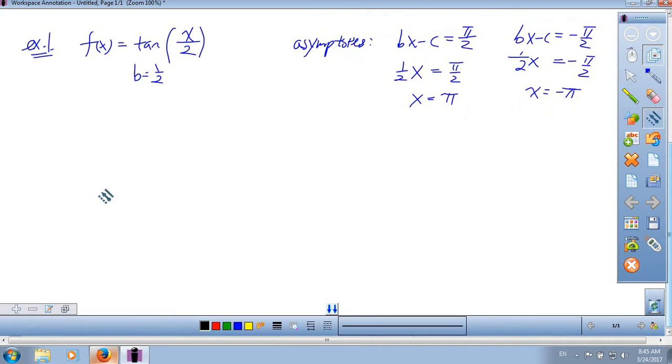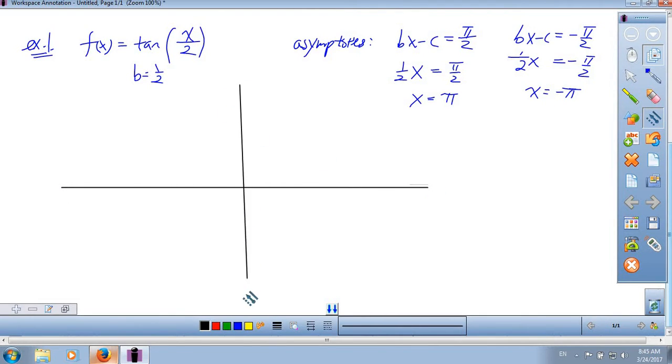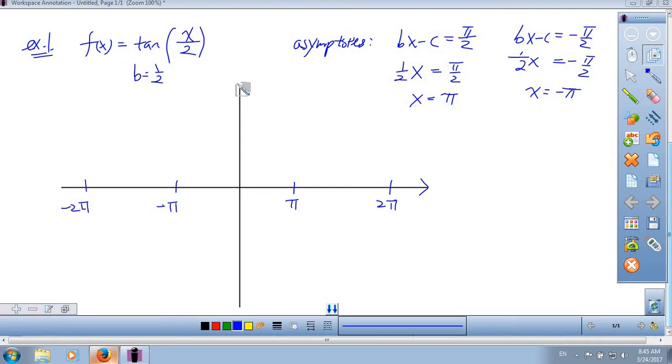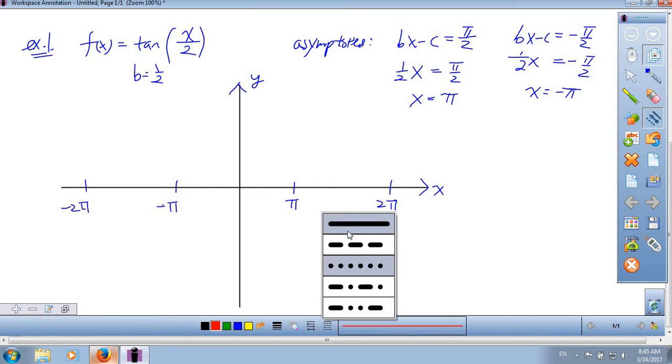Okay, so let me scroll up a little bit and let's go ahead and create a graph here, so we can sketch it. Alright, so I'm going to put pi here and negative pi here, and I'll put one more, 2 pi and negative 2 pi, so that we can graph a little bit more. I'm not going to put anything on y yet, because we don't know what the values of y are until we substitute something. Okay, so for vertical asymptotes, let's do this.